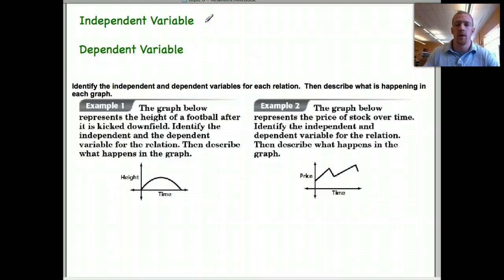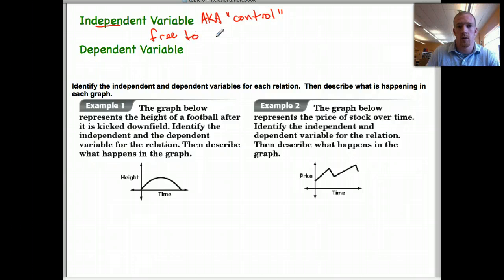So an independent variable is also known as the control variable. So if you're doing an experiment, the independent thing is the thing you can control. Or it's also the one you are free to choose. So think independent, think independence, freedom. You're free to choose the variable. The dependent is just like it sounds. It depends on the independent variable.